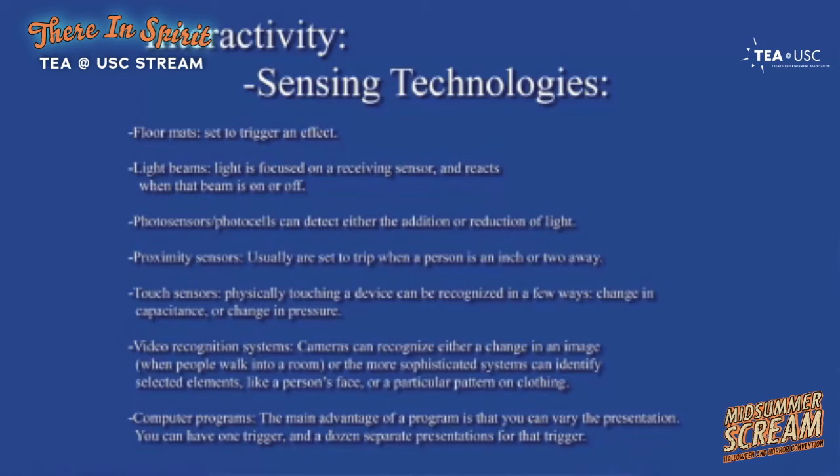Video recognition systems. Cameras can recognize either a change in an image when people walk into an empty room, or the more sophisticated systems can identify selected elements, like a person's face or a particular pattern on clothing. Computer programs. There are too many to list here, but the best for beginners is Arduino. There's an entire community of Arduino programmers. You can find it in Make Magazine and Maker Faire. They have hundreds of articles about making devices controlled with Arduino.